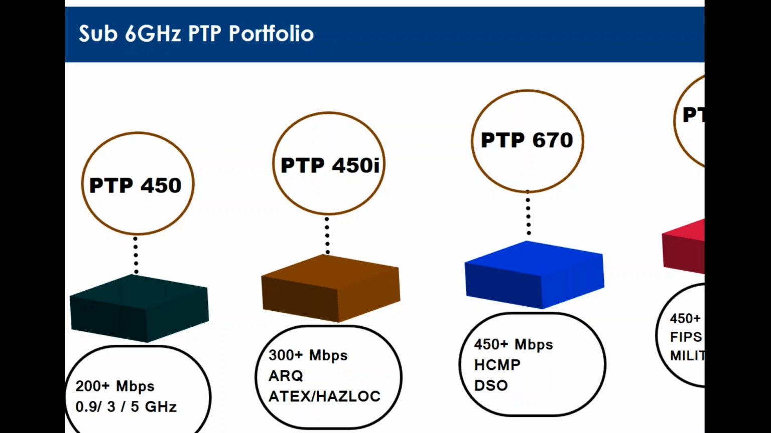So this has a max throughput of 450 Mbps. It has HCMP capability, which we'll be getting into a little later on, and it also has DSO, which is brought in from the PTP 650. Also, we have the PTP 700, which is our military grade product.